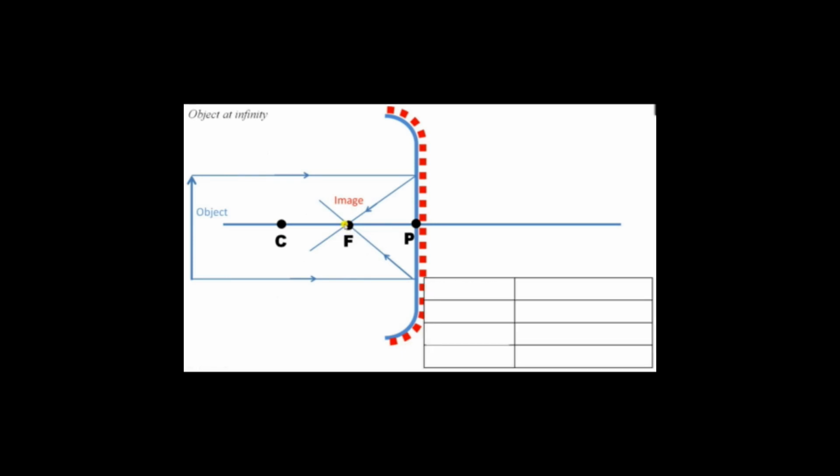Now we'll make the table. Object position is at infinity, image position is at focus, and the nature of the image: this image is in front of the mirror, and the front side is the real side. So it is real, and a real image is always inverted, we know, so that's why I've written real and inverted. And the size is point size, a very small image. In the next diagram you'll understand why this image is very small. So this is the example.